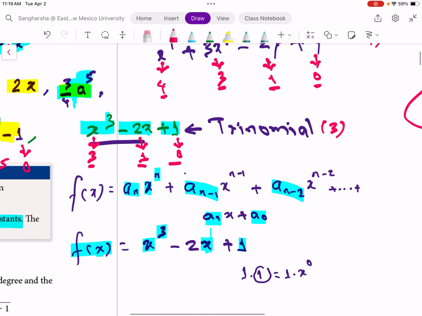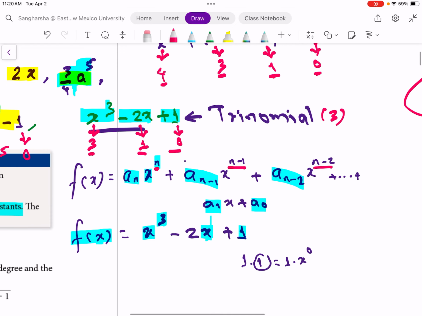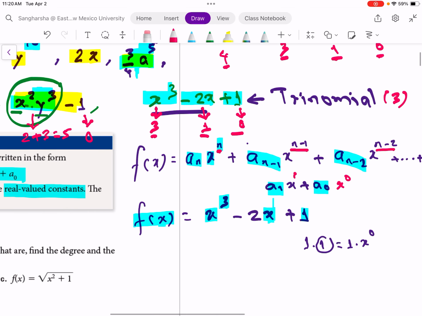So n is the degree, and we want to write the degrees in descending order, so the next degree has to be n minus 1, then n minus 2 all the way down. This x has a degree 1 and this x has a degree 0. So we always write the polynomial function in the descending order of exponents of the variables.